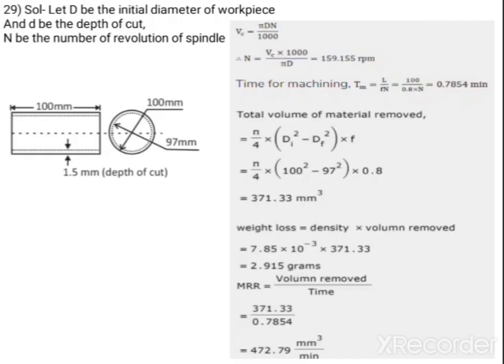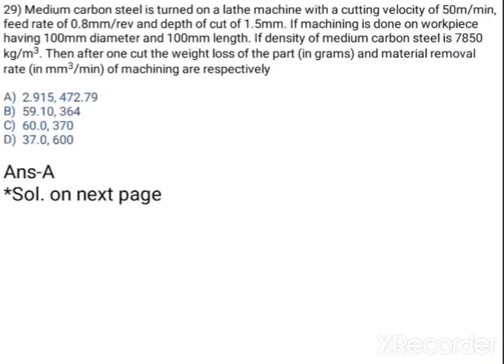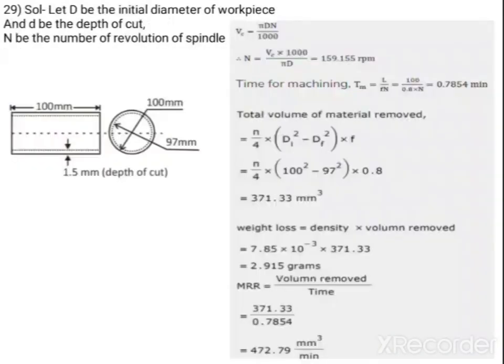Total volume of the material removed is nothing but area into the feed, and area is calculated as pi by 4 into D outer square minus D inner square, into F. Feed is given. So the outer diameter is 100, and how to calculate the inner? Look here. Depth of cut is 1.5 mm, so you can take 2 into 1.5, that is 3, so 100 minus 3, that is 97. Square of that into 0.8, you will get 371.33 mm cube.